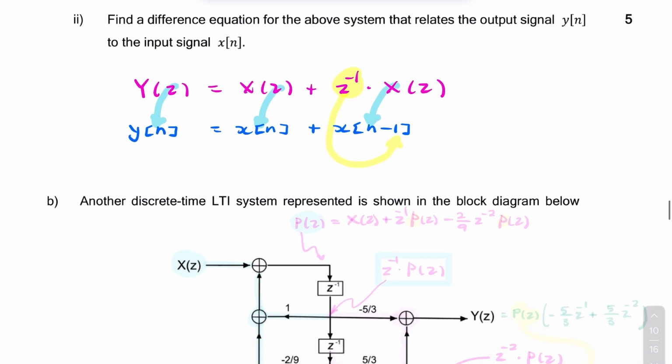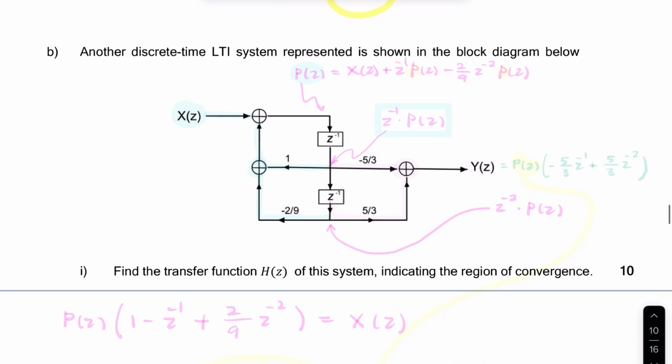Part B gives a different block diagram and asks for the same. It asks for the transfer function. So we need to do the same. We need to follow X of z through the block diagram. So it looks like there's quite a lot going on.